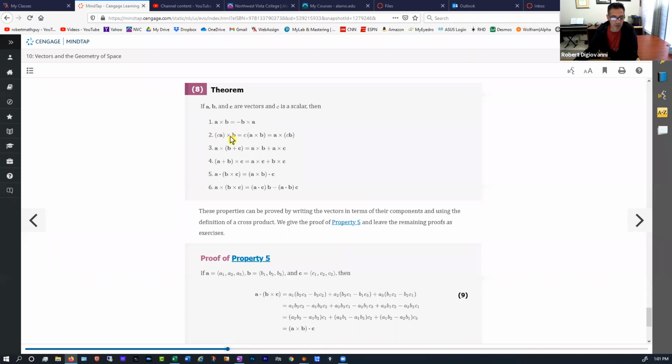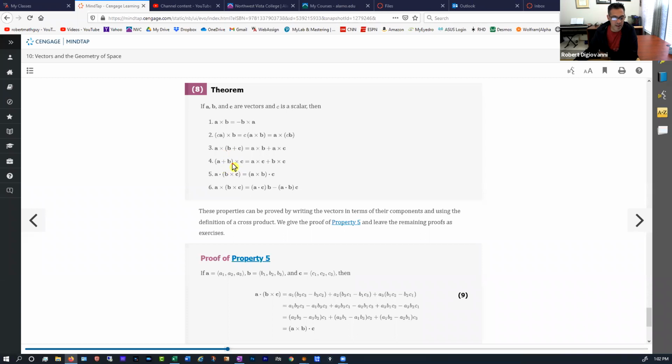The second property says if you have a constant times a vector and you want to cross that with a new vector, you can pull the constant out, cross the vectors, and then multiply by the constant. So it just tells you how to treat a scalar multiple. Then this next one is a distributive property of the cross product. If you have a vector A and you want to cross it with two vectors that are being added together, you can cross A with B, cross A with C, and then add those two vectors together. So that's distribution of the cross product over addition.